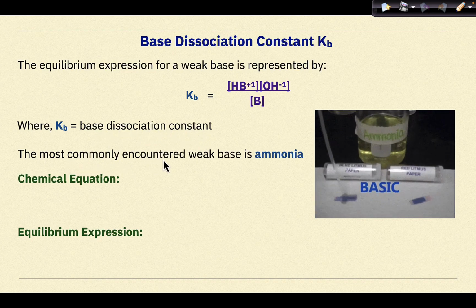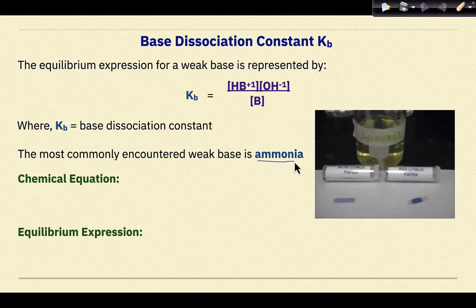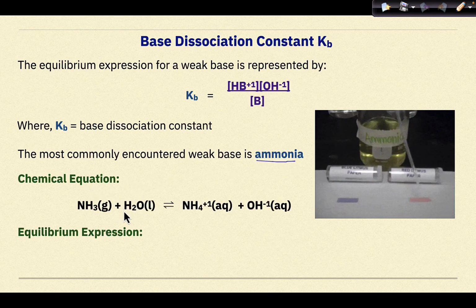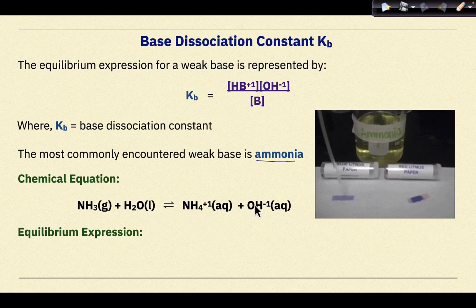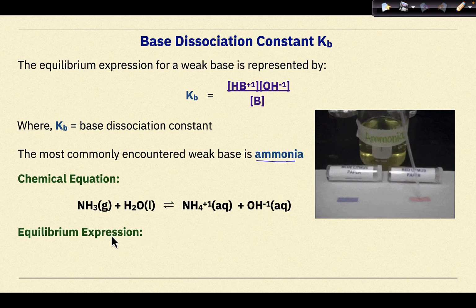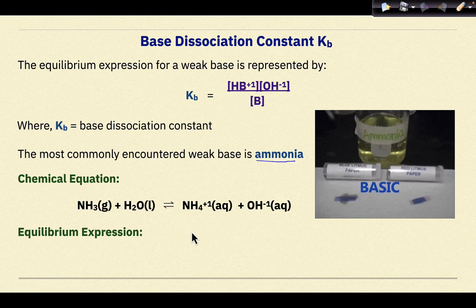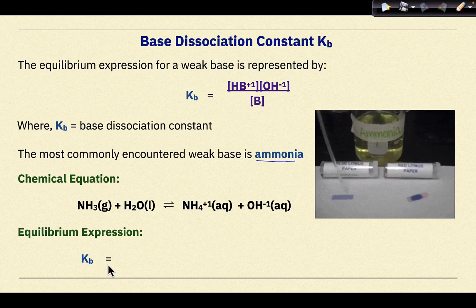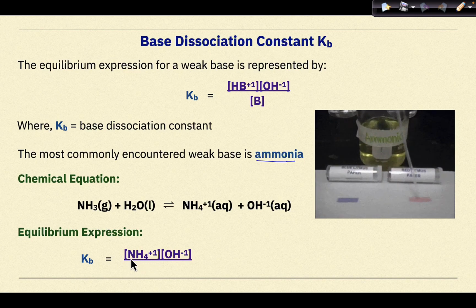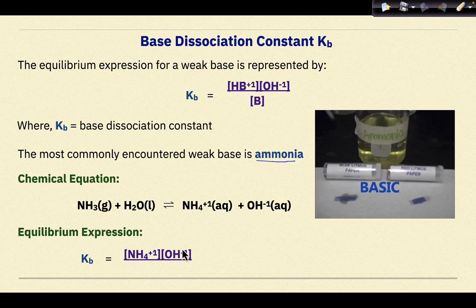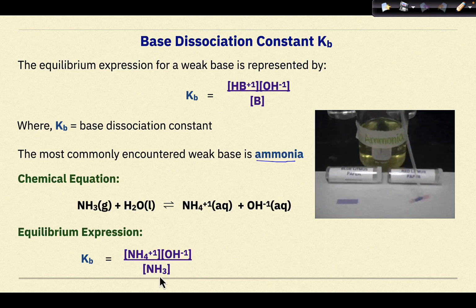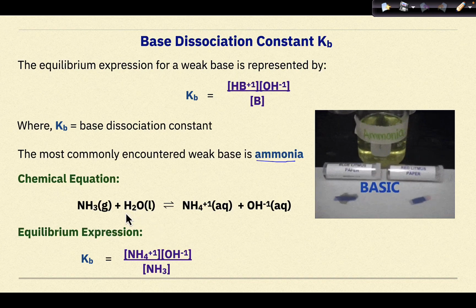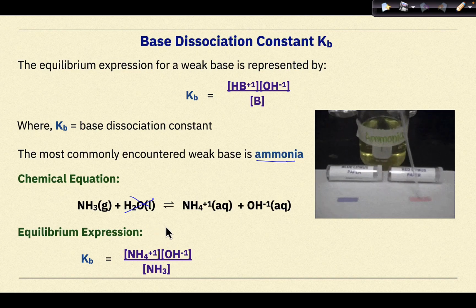The most commonly encountered weak base is ammonia. The chemical equation for ammonia is ammonia plus water produces the ammonium ion and hydroxide ion. The equilibrium expression for this equation would be Kb is equal to the concentration of the ammonium ion times the concentration of the hydroxide ion divided by the concentration of ammonia. Notice, water is not included in the equilibrium expression because it is in the liquid phase.